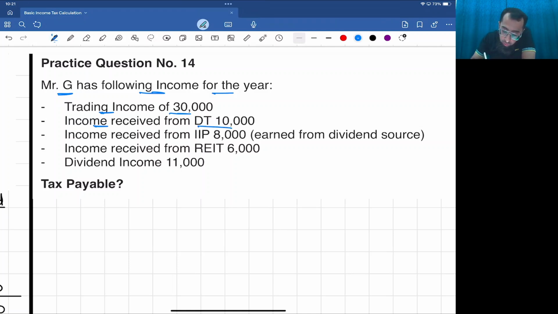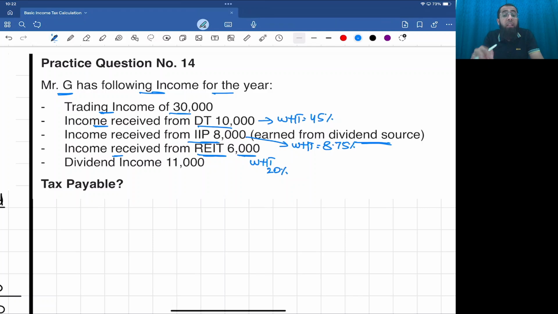Now on discretionary trust, you all know that withholding tax is 45%. Income received from IIP, earned from dividend source. Now the question has specifically stated that this income was earned from dividend source, so the withholding tax will be 8.75%. If it is non-saving or saving source, then withholding is 20%. If it is a dividend source, then withholding is 8.75%. Income received from real estate investment trust. You all know that on REIT, the withholding is 20% and it goes in non-saving income.